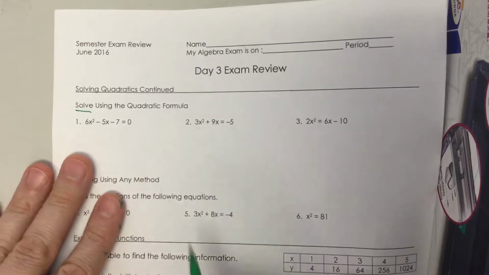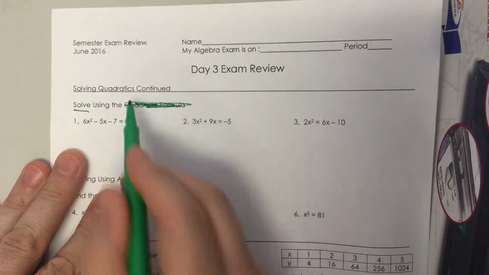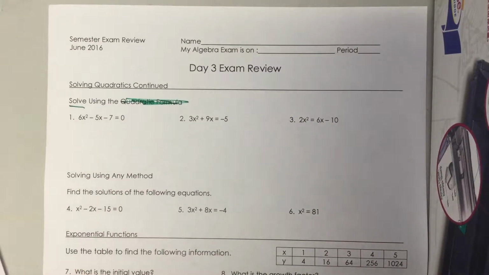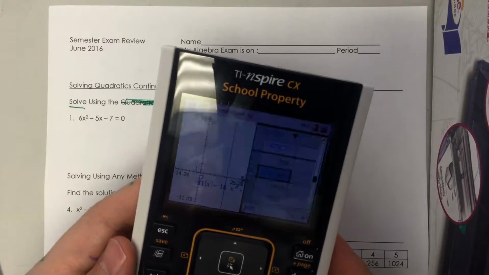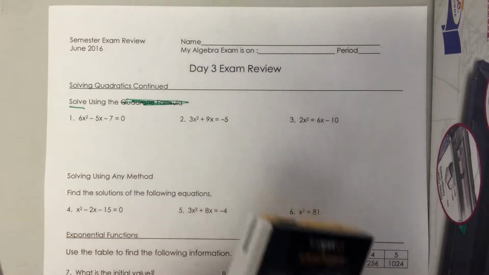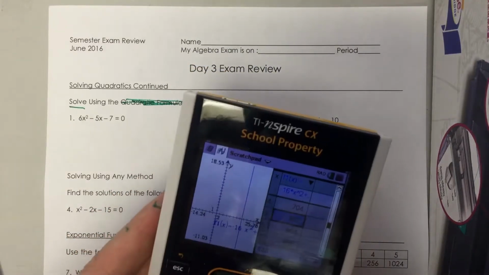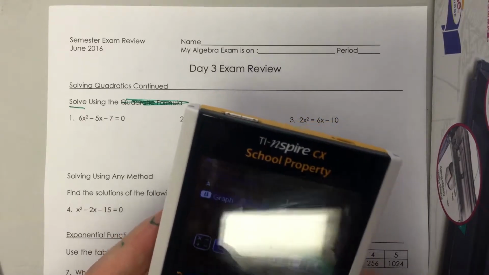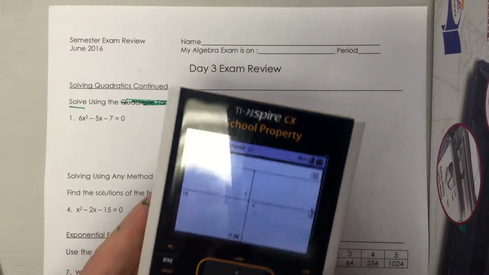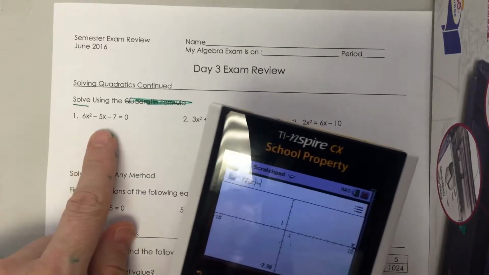Now I know here it says quadratic formula. That doesn't really apply. We have these calculators and you can type this whole thing in, graph it, go to the table, analyze the graph, everything in the calculator. So that's what we're going to do on these 3 here. So let's go ahead and graph, and we're going to do 6x squared minus 5x minus 7.